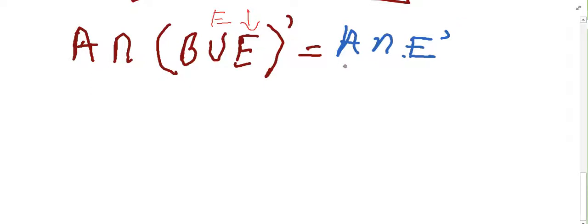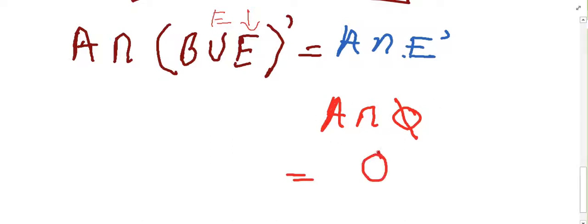Okay. Now we have found that what was inside there, which is A intersection B union E complement, is the same as A intersection E complement. Okay, so the rule states that the complement of the universal set is the empty set. So this expression is also the same as A intersection the empty set. And you know that an intersection between a set A and an empty set is an empty set. So the answer here is just the empty set, which can also be written in that form.